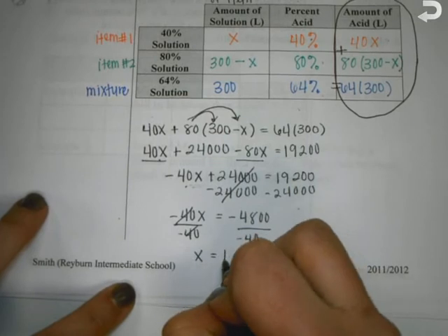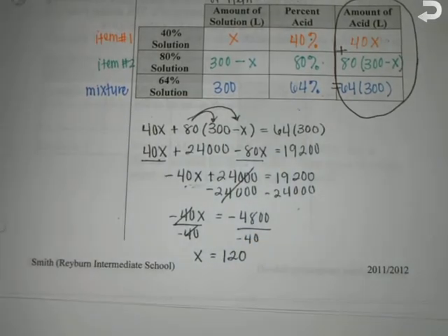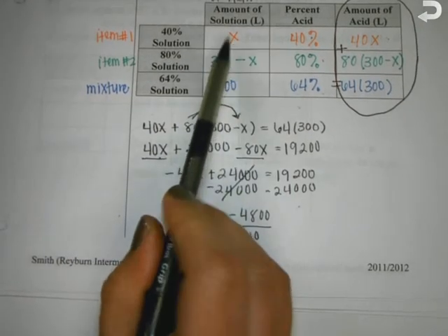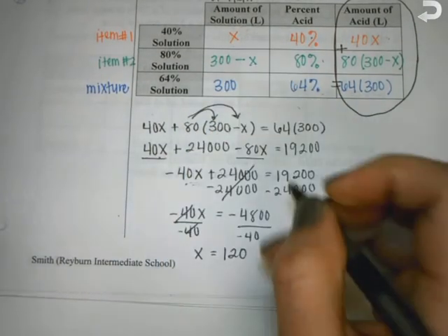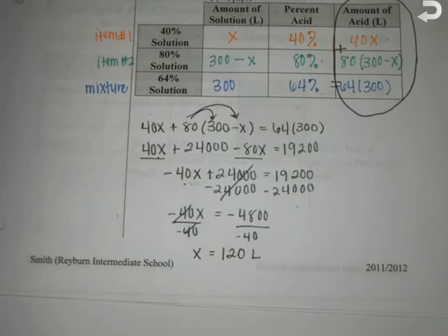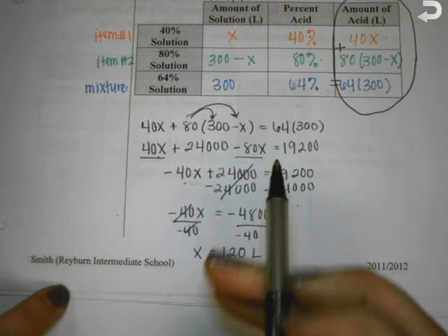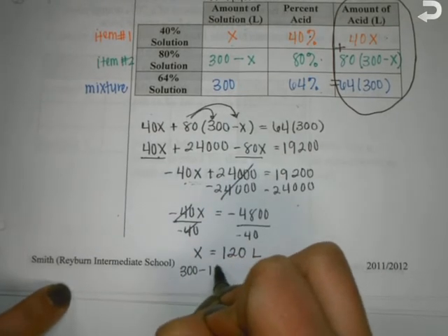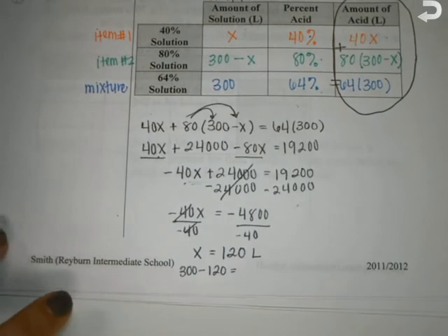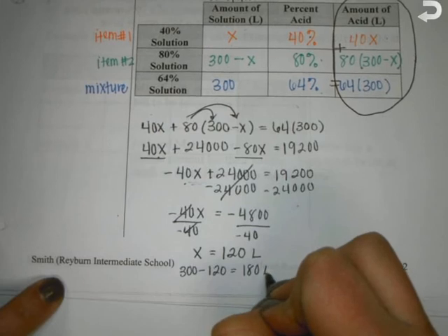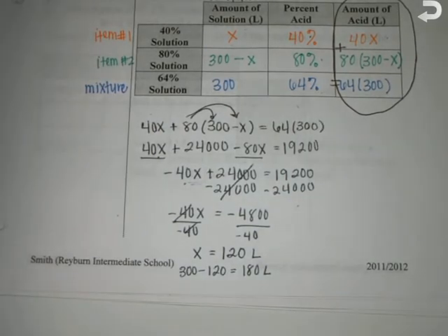What is x? What column is x in? Liters. Okay, so x is 120 liters. So how do I find out how much of this solution I need? 300 minus 120, which gives me 180 what? Liters. Okay, don't just box that as your answer. This is a word problem, so my answer has to be in a complete sentence.